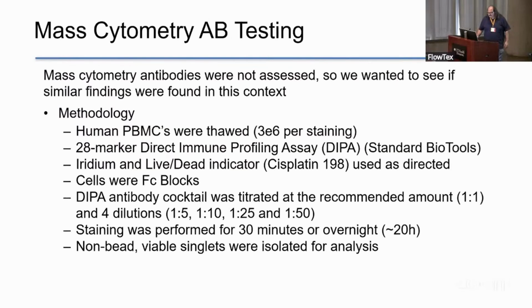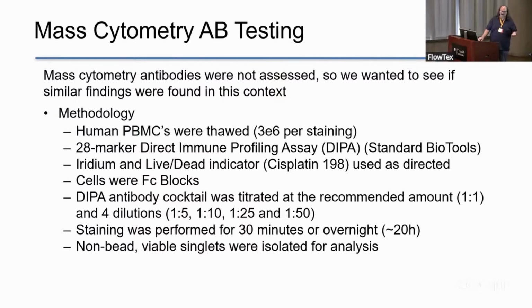All right. I've never been one to just read a paper. So last week I decided to try the overnight staining with mass cytometry. I had the Human Deep Immune Profiling Assay kit from Standard BioTools just sitting in my fridge. I was like, you know what? I'll try using that. So what I did was I took some human PBMCs we had thawed up.